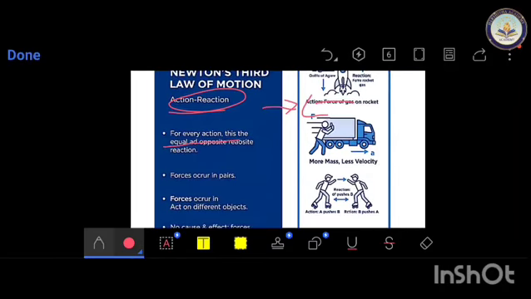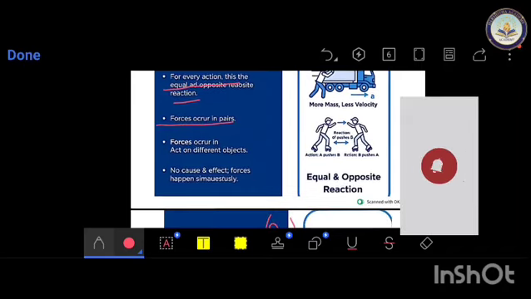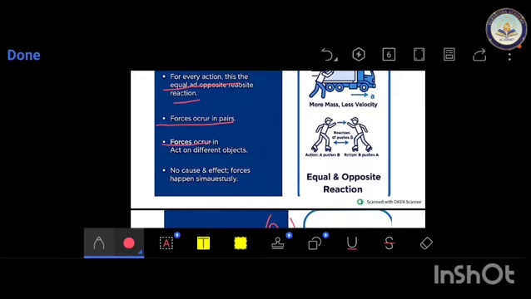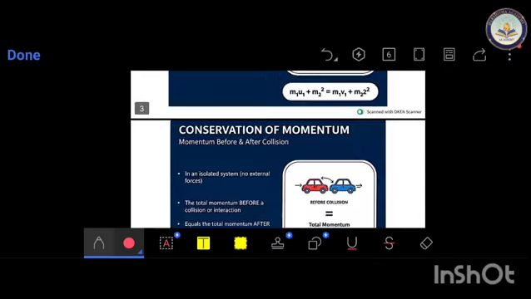For every action there is an equal and opposite reaction. Forces occur in pairs, meaning forces occur on two different bodies. Forces act on different objects. No cause or effect happens seamlessly. This is all about Newton's third law.